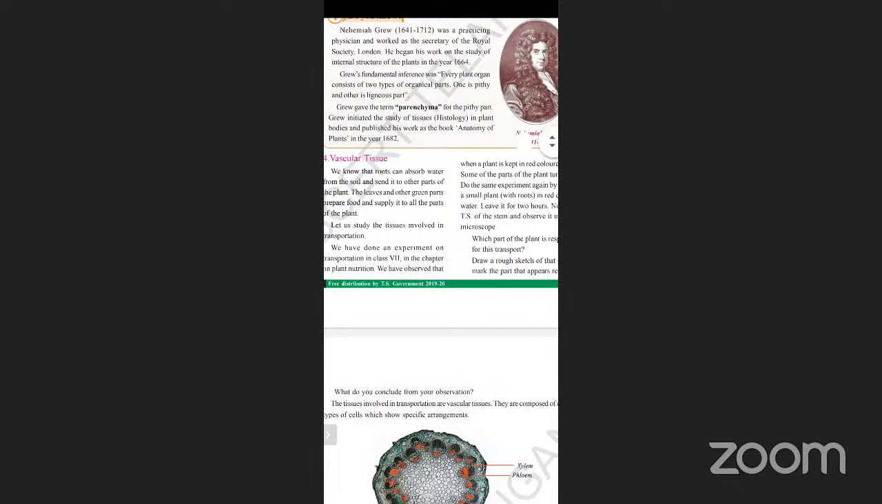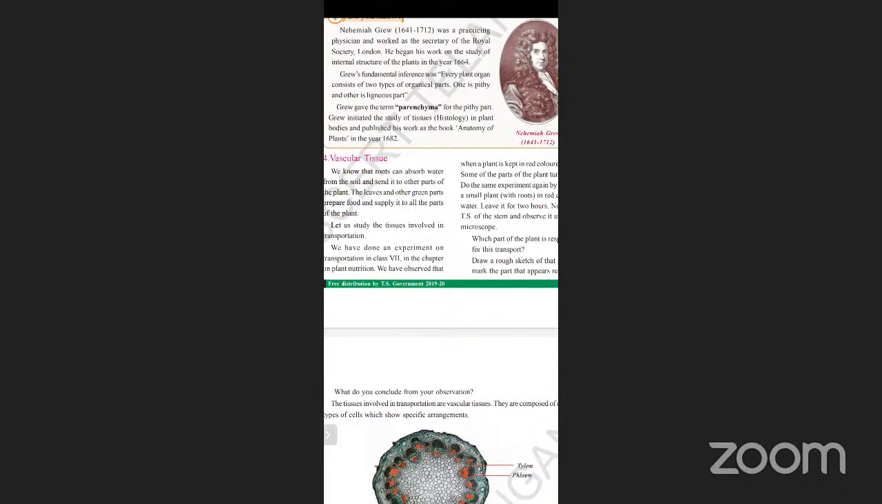So Grew gave the term. His inference was that every plant organ consists of two types of organic parts. Those are the pithy and ligneous parts. What are they? Pithy and ligneous parts. So Grew gave the term parenchyma for the pithy part.